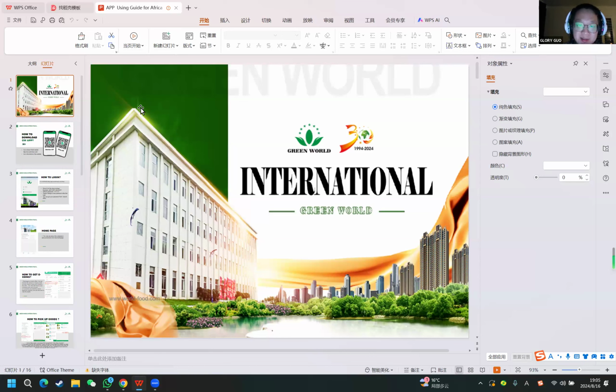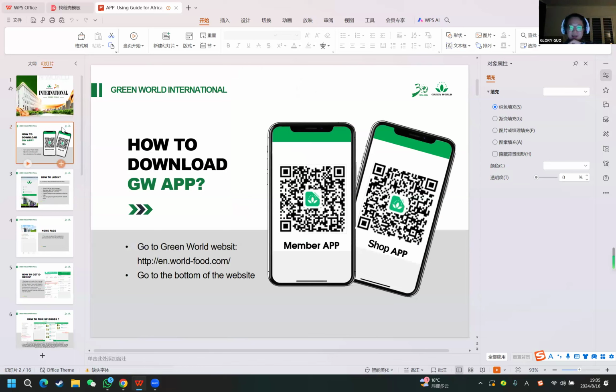Our Greenwood app, we have actually two versions. The first one is for the members to use. We call it member version. And the second one is the shop version. First, we talk about how to download the app.